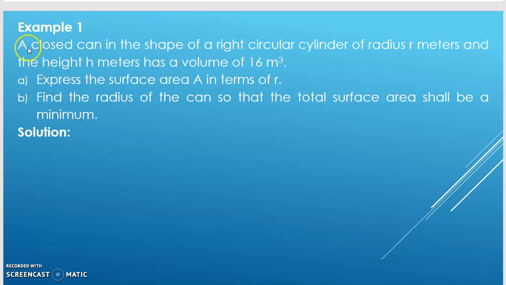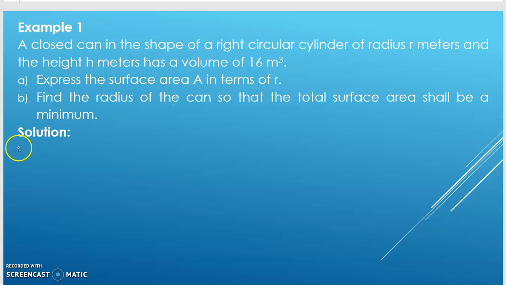Now we look at example 1. A closed can in the shape of a right circular cylinder of radius r meter and height h meter has a volume of 16 meter cube. First, express the surface area A in terms of r. Second, B, find the radius of the can so that the total surface area shall be a minimum.